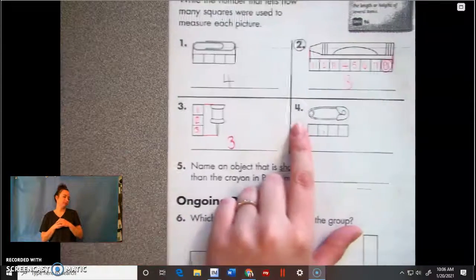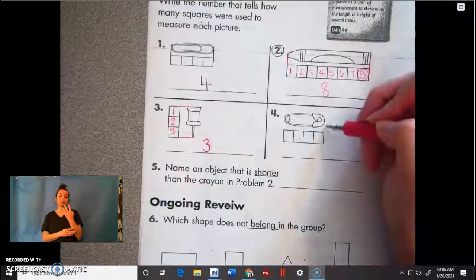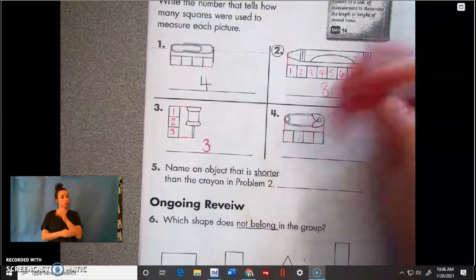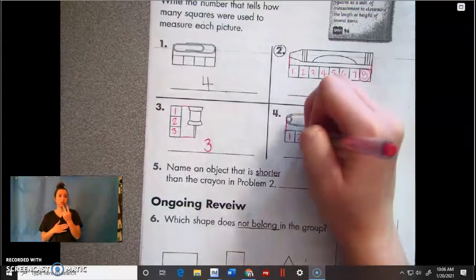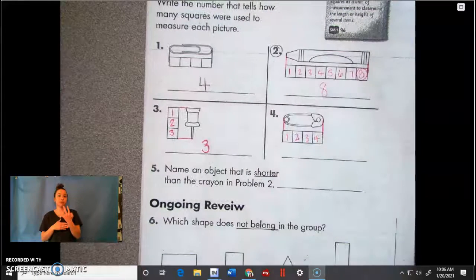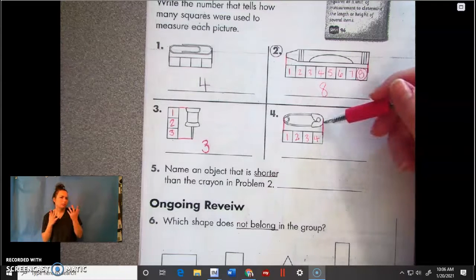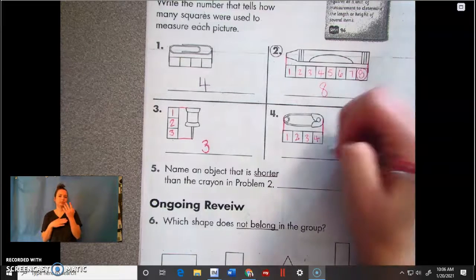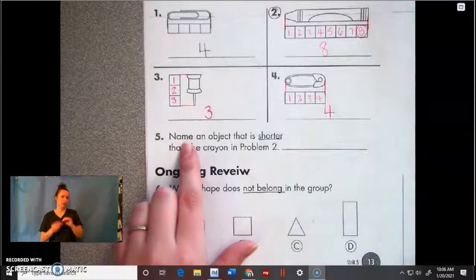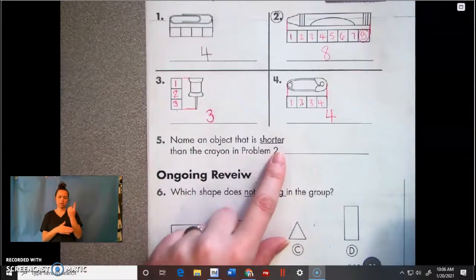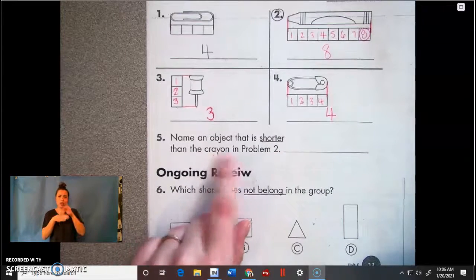All right, number 4. Let's look at the safety pin. Make sure it's lined up at each end. Let's count. 1, 2, 3, 4. How many squares long is the safety pin? 4. Good. 4 squares.